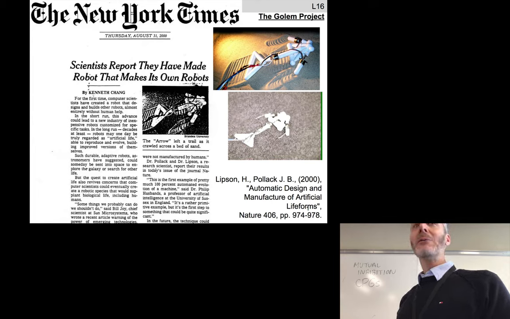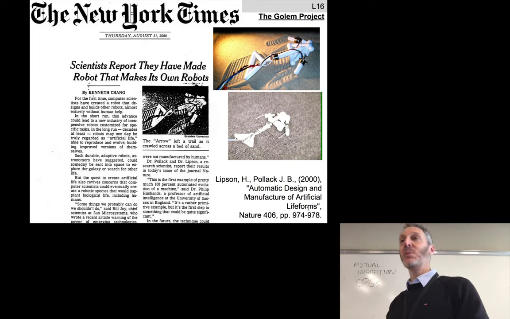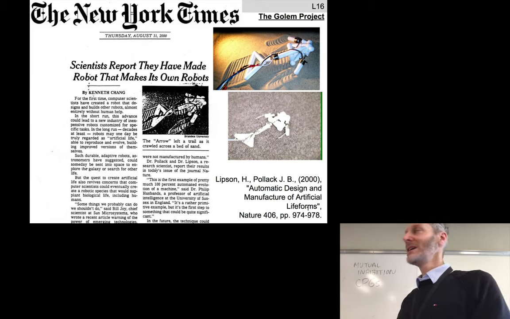Okay. Why was this so exciting, not just to the investigators of this project, Lipson and Pollack, but to the general public? To the general public, this was obviously not an evolutionary robotics experiment because no one knew what evolutionary robotics was. According at least to the New York Times, this was the first robot that made robots. What are they talking about? What was happening around 2000 in terms of technology?